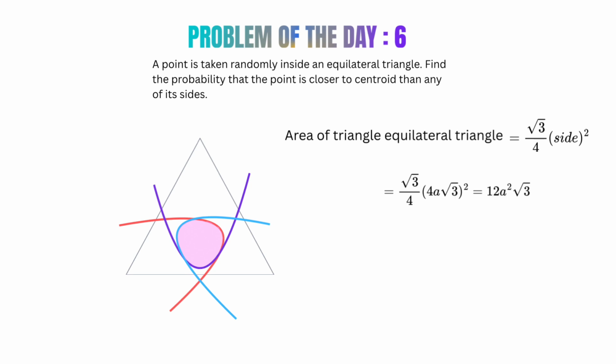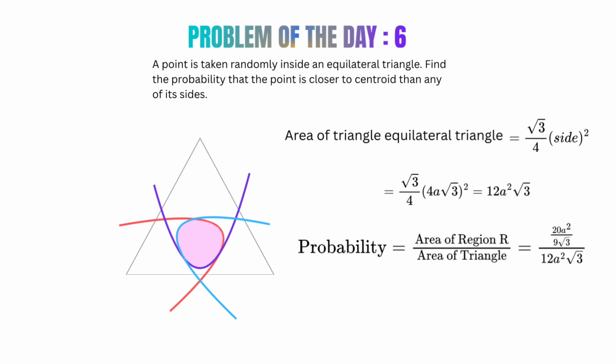And now we can finally compute the probability. Area of the required region by the total area of the equilateral triangle, which comes out to be 5 by 27. A perfect fraction. The elegant ending to a beautiful journey through parabola, symmetry, and integration.